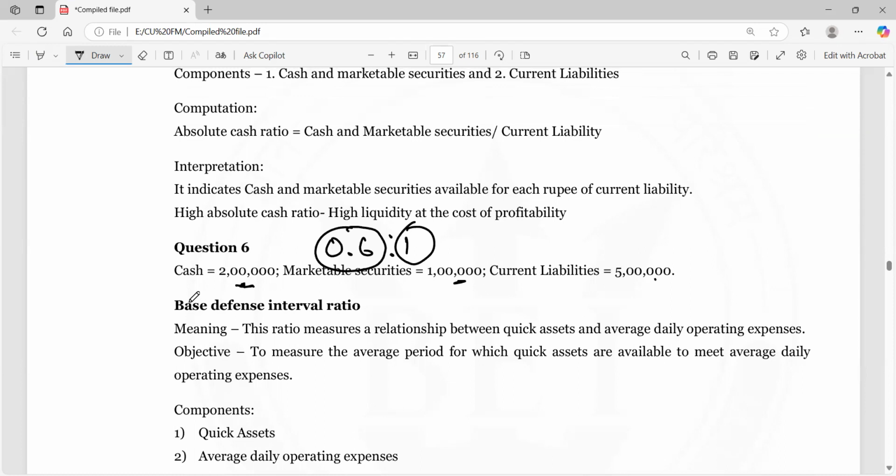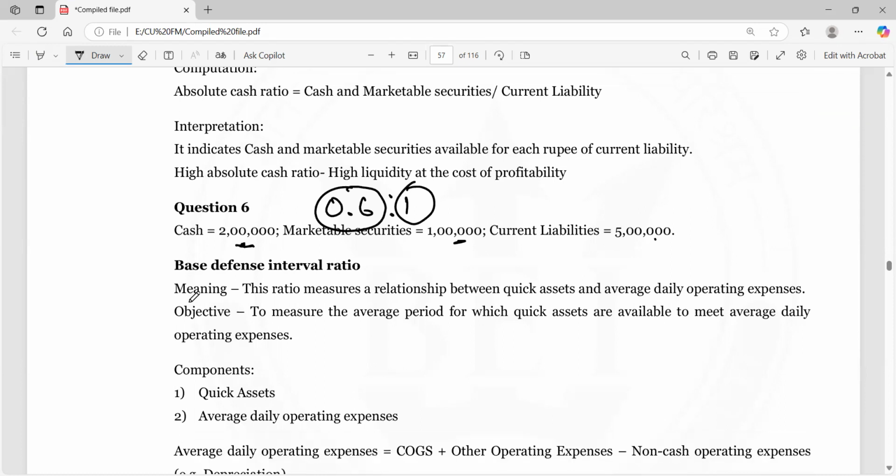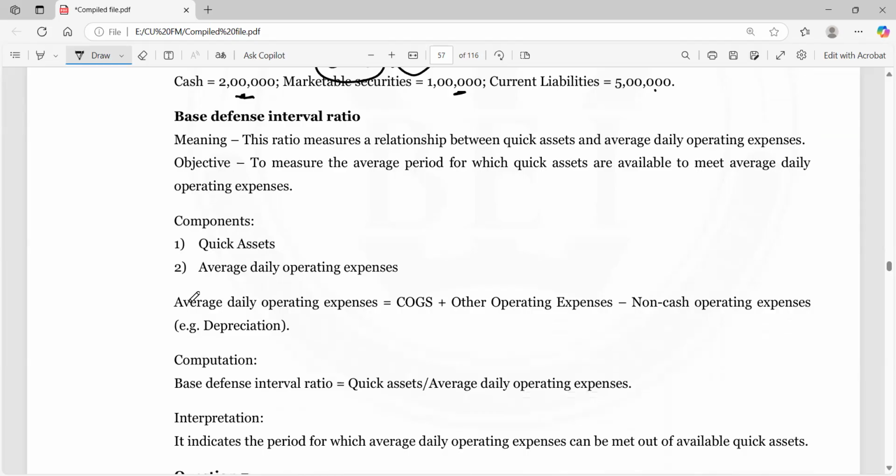Yes, correct, it can be. But in your textbook, there is no question involving those things. Clear so far, first 3 liquid ratios, any doubt, right?